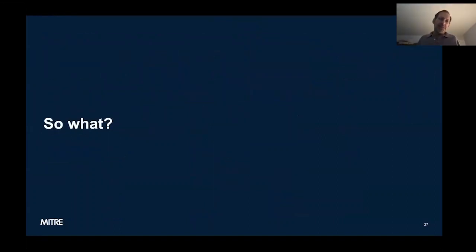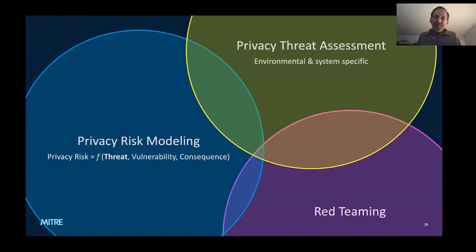Which leads me to wind up with, so what? Well, what we're trying to do with Panoptic is use it in particular for three main purposes. We're trying to use it to facilitate comprehensive privacy risk modeling. Remember I said we've got consequence models, we've got a few vulnerability models. We don't have a lot in terms of threat models, and in particular threat models that focus on attacks. And so we're trying to facilitate development of holistic privacy risk models.